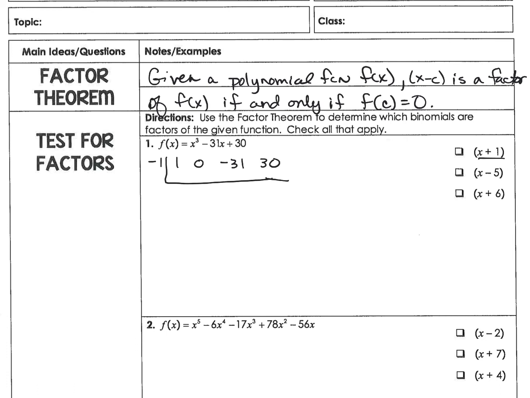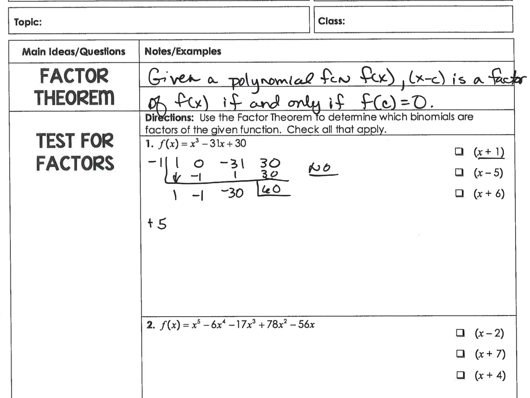So I've got to check this real quick. Bringing it down, I get 1. 1 times -1 is -1. Add, we get -1, +1, -30, +30, and 60. We get a remainder of 60. Is this a factor? No, it isn't, is it? No. All right, so let's check the next one.